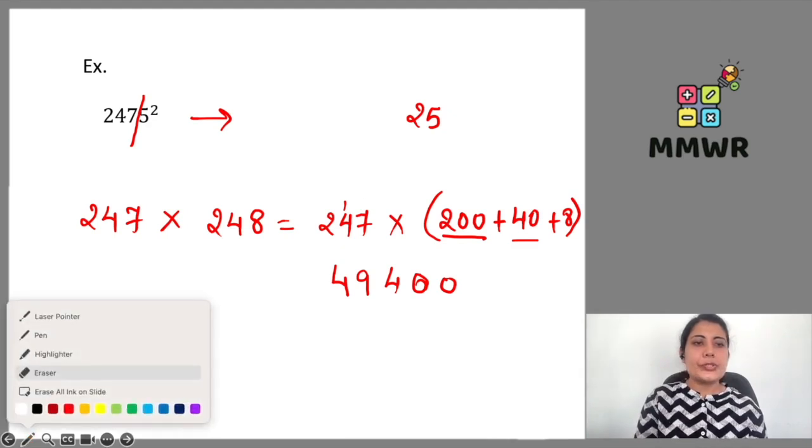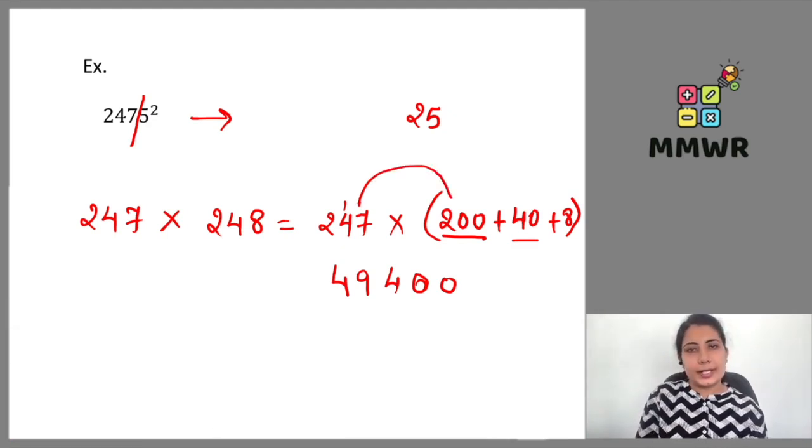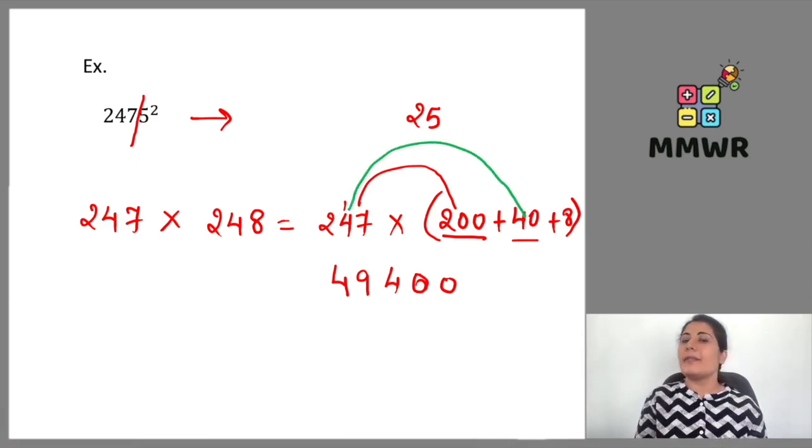So first we multiply this 247 with 200. Now we'll be multiplying this 247 with 40. So 0 will come at the end because here we have a 0. 4 sevens are 28. Carry over 2. 4 fours are 16 plus 2, 18. Carry over 1. 4 twos are 8 plus 1, 9.